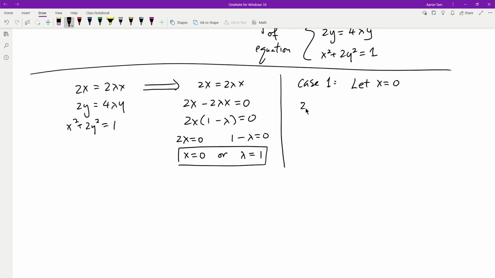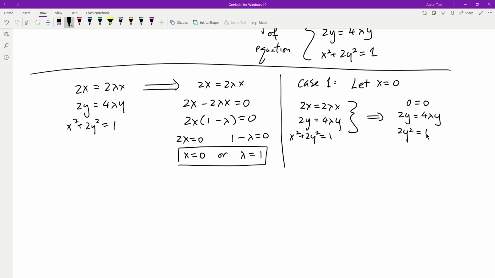Then what happens is our system of equations, which is normally this, would actually turn into this system. When I plug in 0 for x, my top equation becomes 0 equals 0. My second equation stays exactly the same. My third equation says 2y squared equals 1. So now this system is easier to do, because if I look at the last equation, I can actually find out what y is equal to.